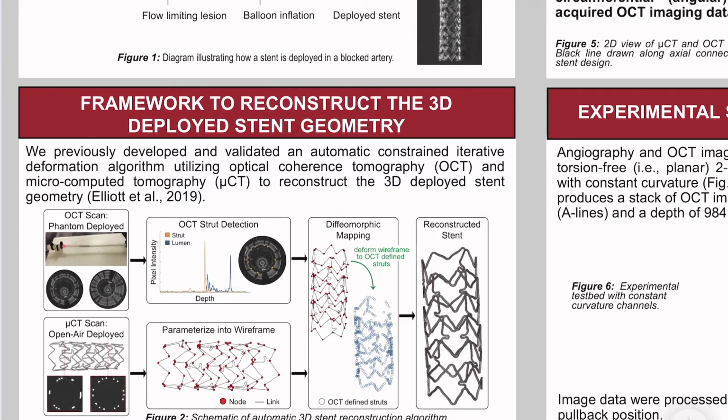Meanwhile, a micro CT scan of a stent of the same geometry can be performed, and then this can be turned into a graph and node structure. This structure can be bent to match the OCT point cloud, and this creates the final reconstructed stent with the correct geometry matching the deployed position.